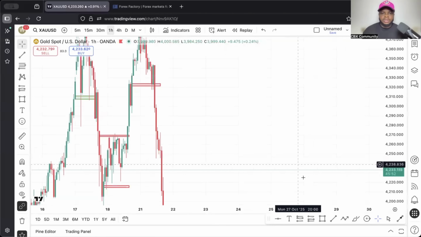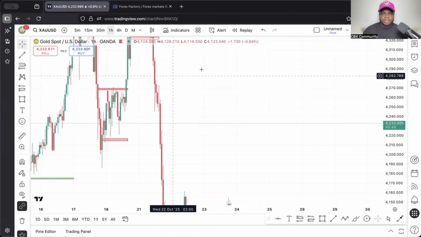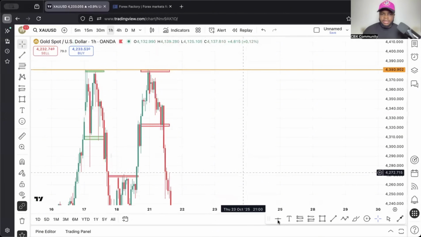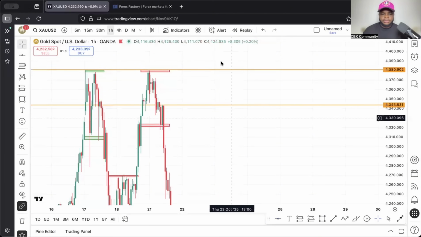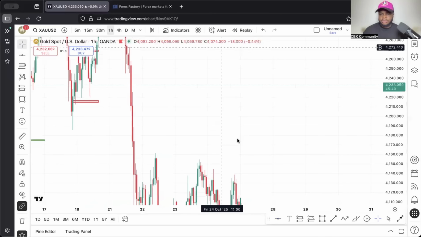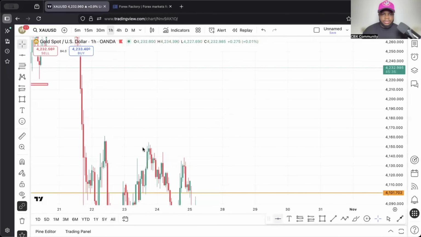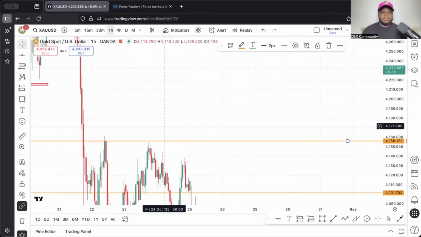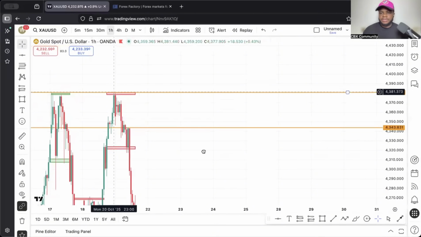So we have a clean candle. We have a resistance zone over here. There's a resistance zone over here. There's a resistance zone over here.